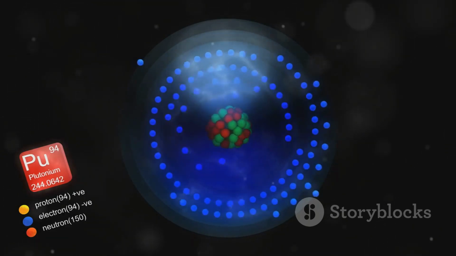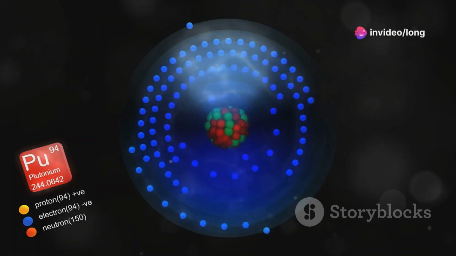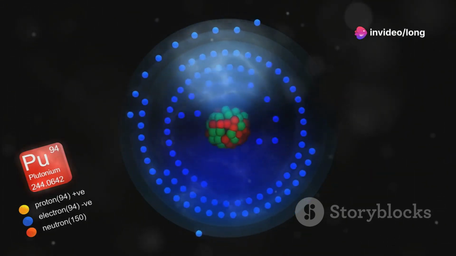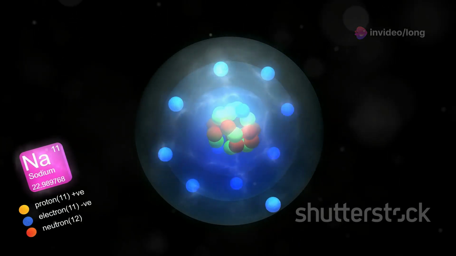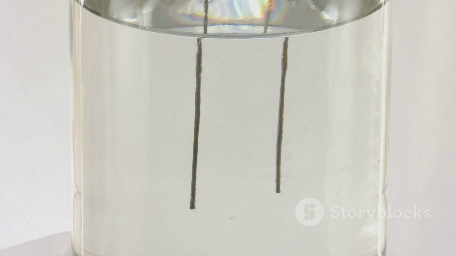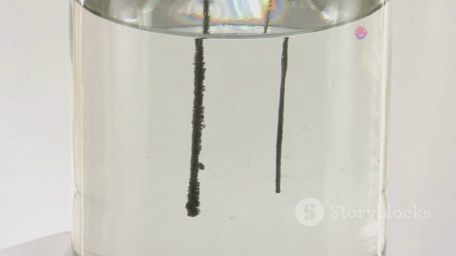When an atom donates an electron, it becomes a positively charged ion called a cation. When an atom accepts an electron, it becomes a negatively charged ion called an anion. These oppositely charged ions are then attracted to each other, forming an ionic bond.